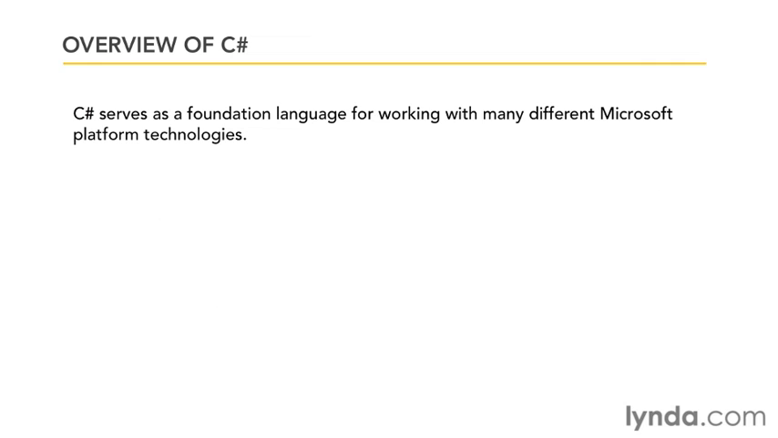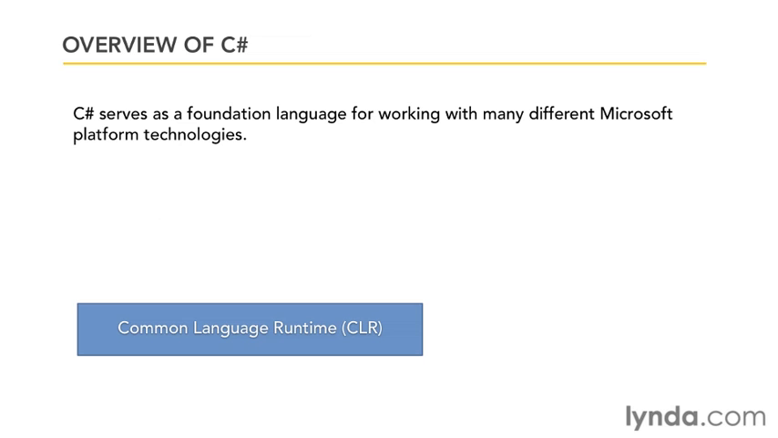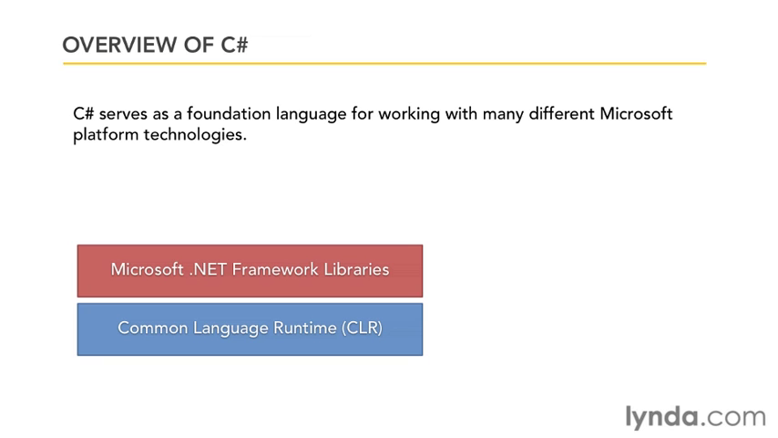Now, as I mentioned earlier, C# is a foundation for working with many different Microsoft platform technologies. At the bottom of the stack is something called the Common Language Runtime. This is the execution engine or virtual machine or whatever you want to call it that actually interprets all the various bytes that the program gets compiled down to and is what runs your code. On top of that are the Microsoft .NET Framework libraries. This is code that is provided to you by .NET that performs a whole bunch of common things that applications have to do, such as reading and writing from files, working with the web, and all that kind of stuff. That's all contained in the .NET Framework libraries. On top of that is the C# language, which we'll be working with today.